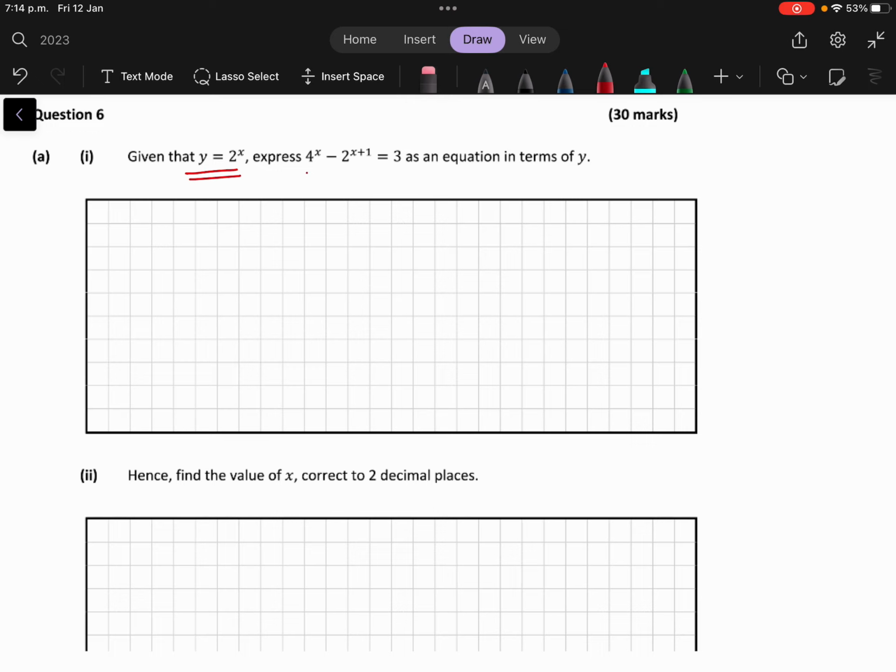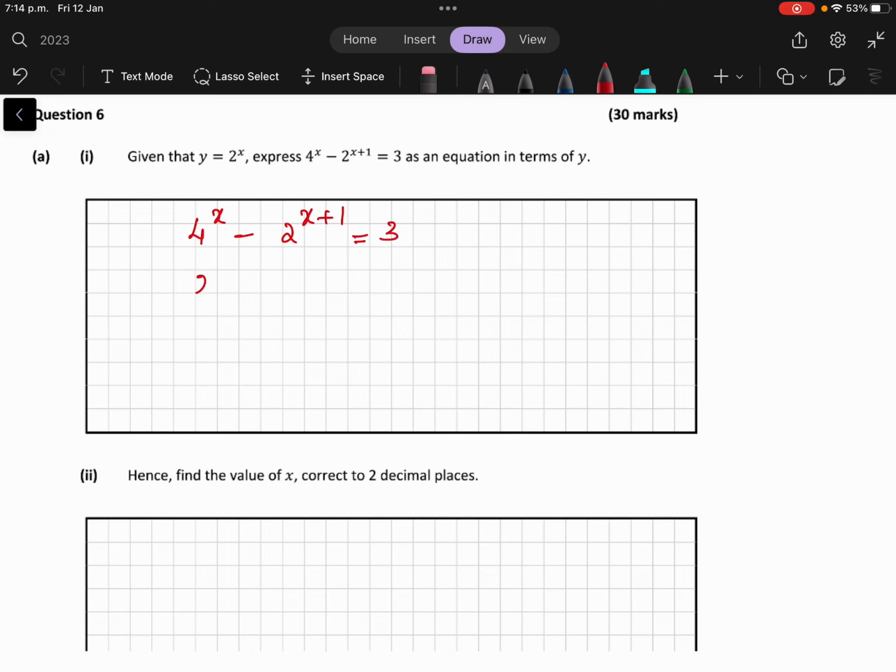But even if you see some questions like this, you should be able to recognize it as a question where we will have to substitute for some power of x. So how will you understand that? Let me rewrite this equation as 4 to the power of x minus 2 times 2 to the power of x plus 1 is equal to 3.